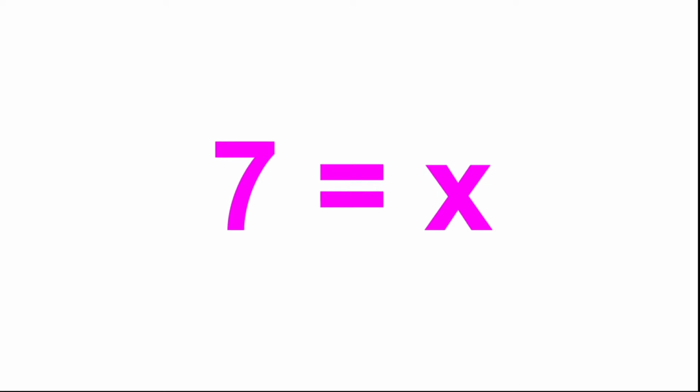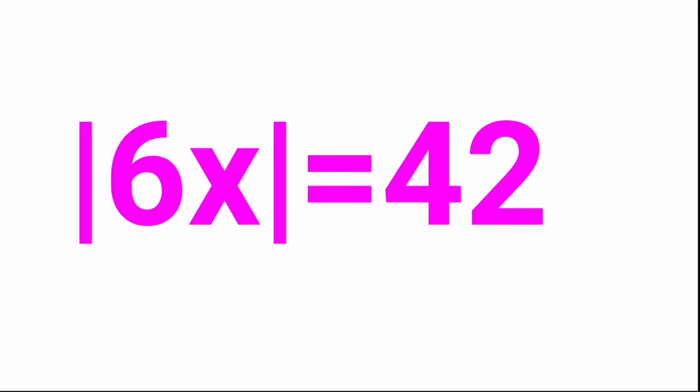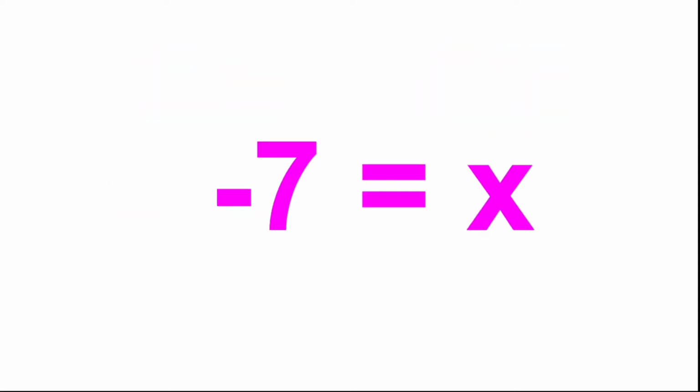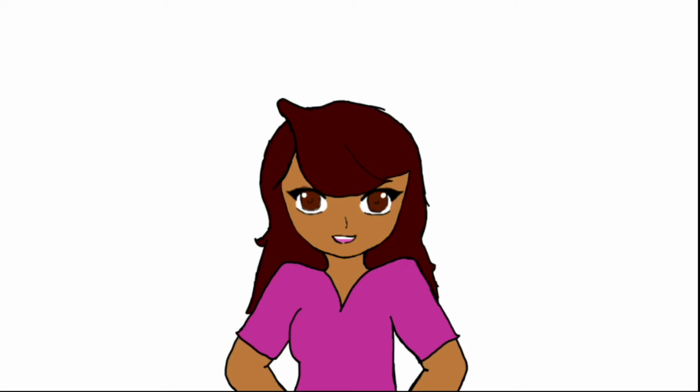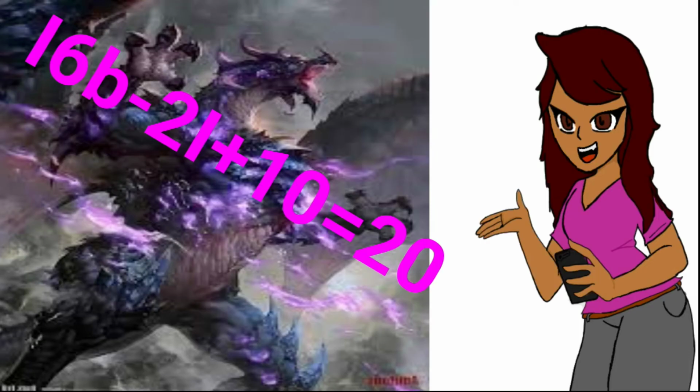Let's do the same thing, but make it a positive 6x equals 42. Divide by 6 on both sides, and now it's negative 7. That happens. All right? Easy. Now, let's do one that's a little more complicated. Let's take care of this giant monster.